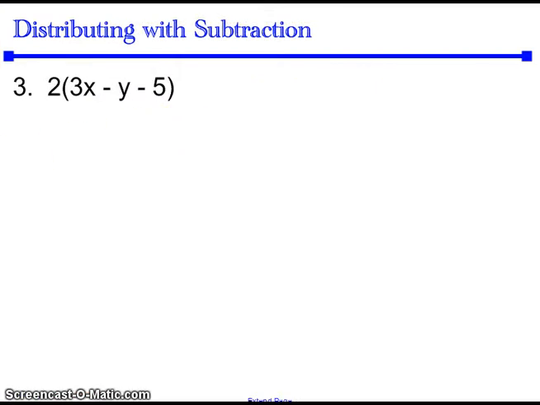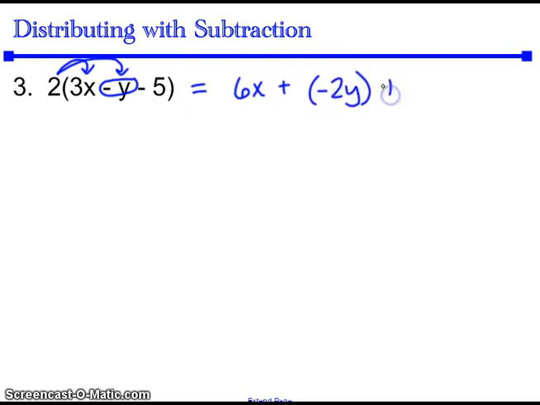Now in this next example, we've got some subtraction going on inside the parentheses. We're still going to do everything the same. We're going to multiply the 2 times the 3x, using my little arrows to show you that. So 2 times 3x is going to give us 6x. Then we're going to add that, and we're going to multiply the 2 times the minus y. And just like before, you want to think of the negative sign as sticking to the y. So we're doing 2 times negative y, which is going to give us negative 2y.